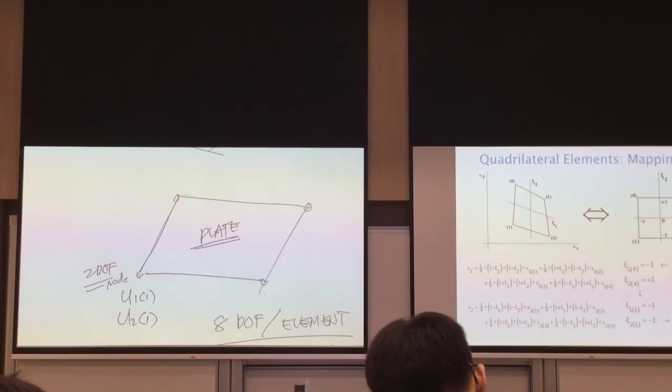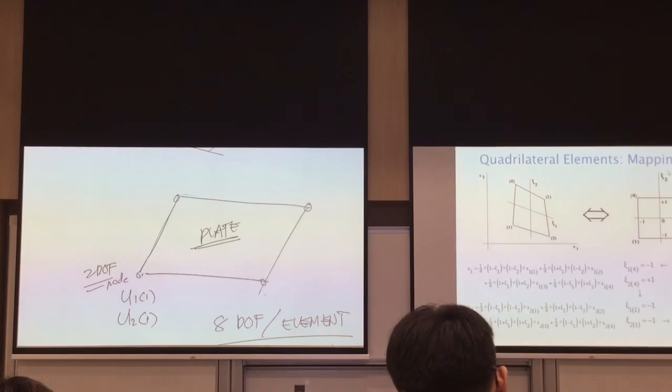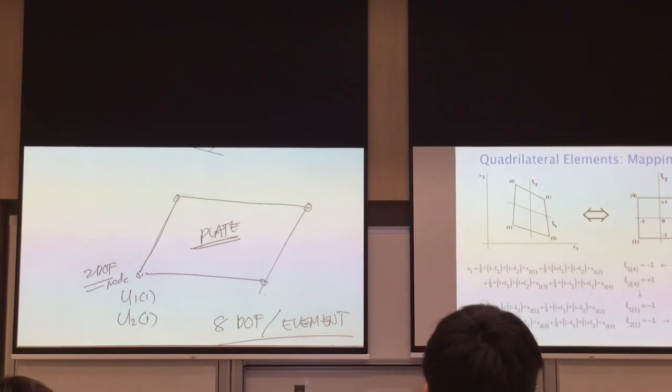So this will be C1, C2. You have X1, X2 map to C1, C2. So that's what mapping means.